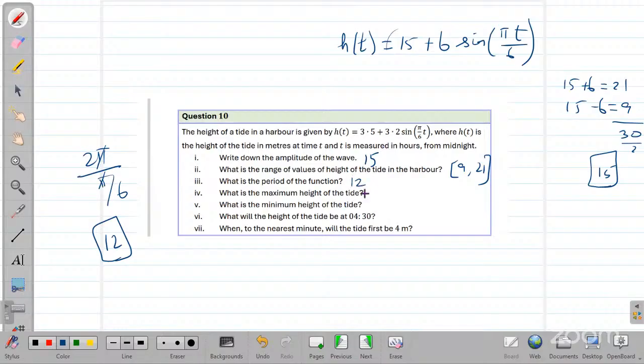What is the maximum height of the tide? Minimum height of the tide? We already know. We have got it here, which is 21 and 9. What about the height of the tide at 4:30? So t is equal to 9 over 2. You have to substitute for the sixth part. So t is equal to 9 over 2. You substitute.